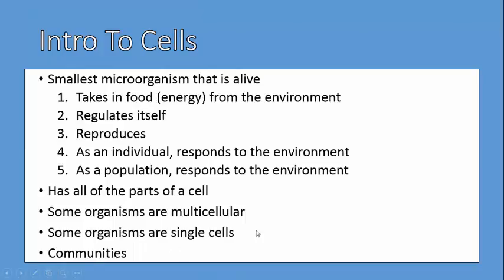Now, both single cells and multicellular organisms live in communities. So think of it this way.